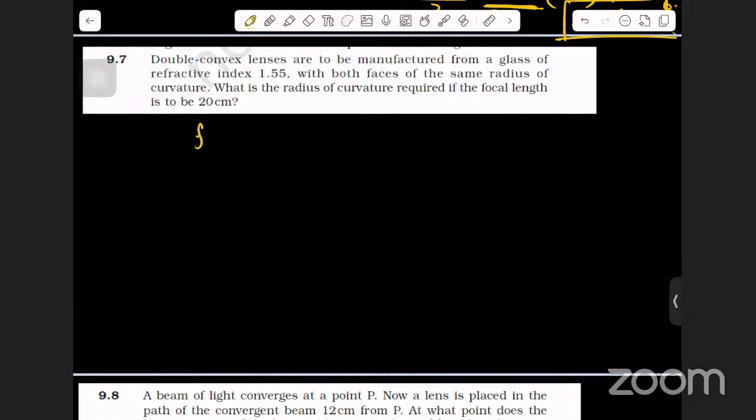Alright, so we have been given our focal length as 20 centimeters and R1 is equals to R2 equals to R, let's say, okay? And the magnitude, of course, is R, okay? And we have been given the refractive index is 1.55. Now, if you see in the rough diagram, for this face, this R1, this face, radius of curvature will be towards the right side, right? So this should be plus R.